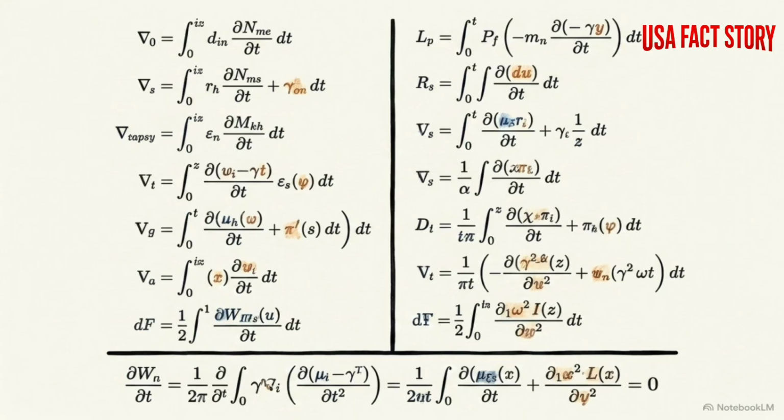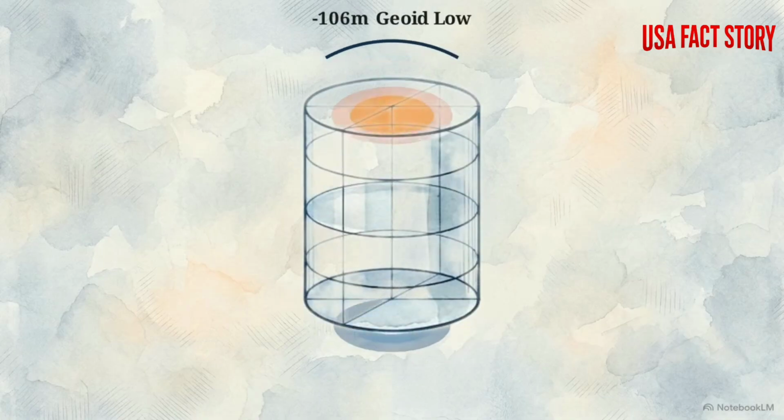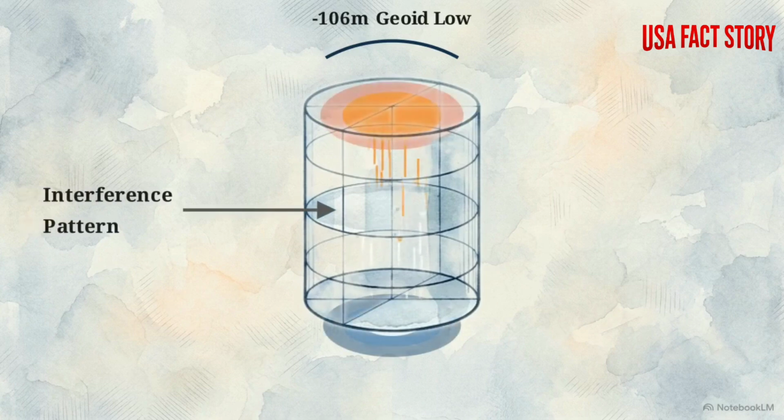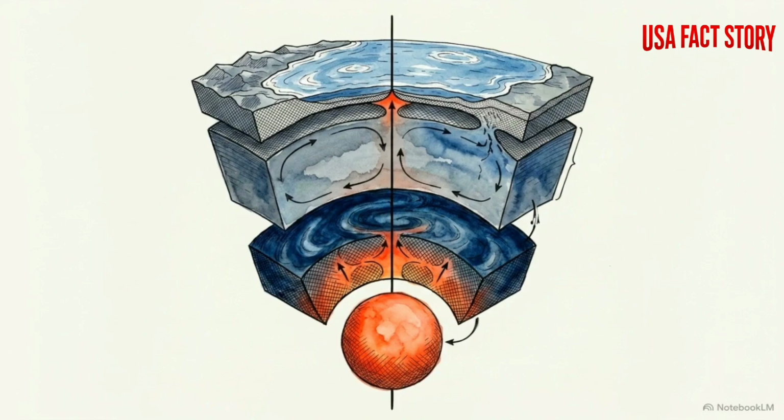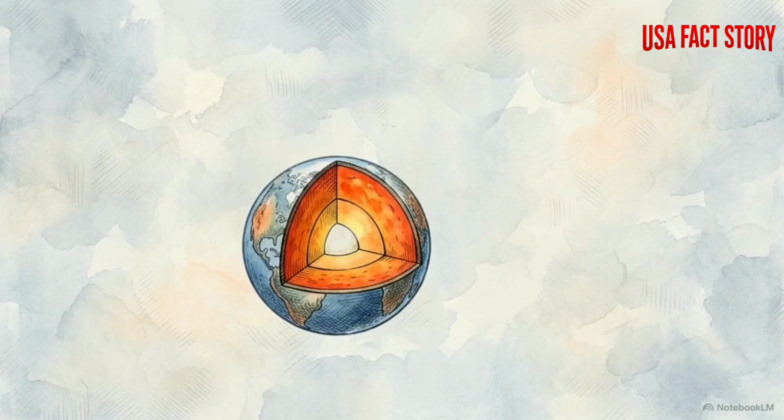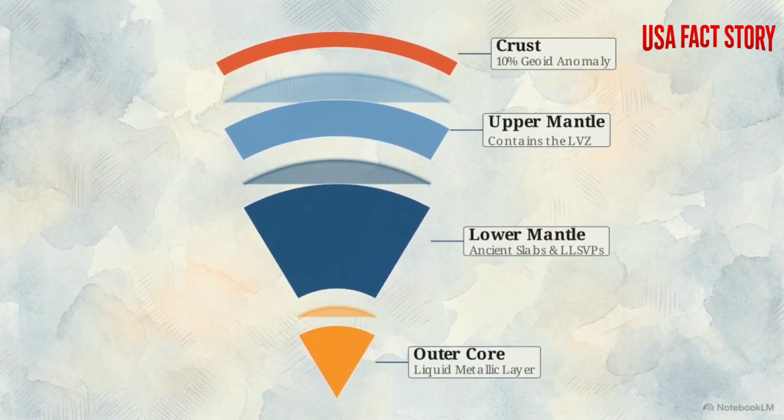However, these individual mechanisms fail to account for the total missing mass required to cause a 106-meter drop. The math only balances when we apply the superposition thesis. This suggests the geoid low is an interference pattern, the result of multiple high and low density forces acting simultaneously across the entire vertical column of the Earth. To resolve this, we cannot look at a single depth. We must sequentially deconstruct the Earth's interior from the crust down to the core.